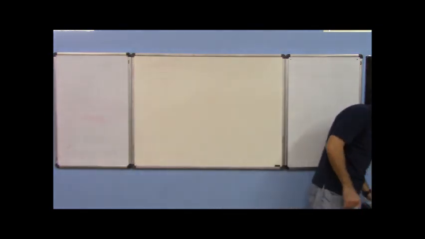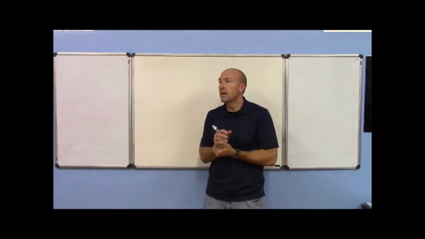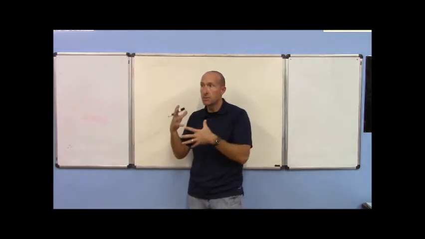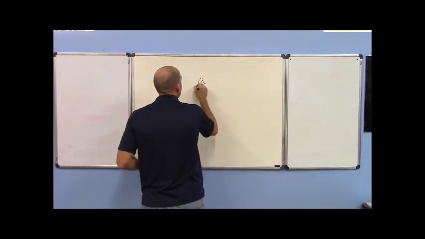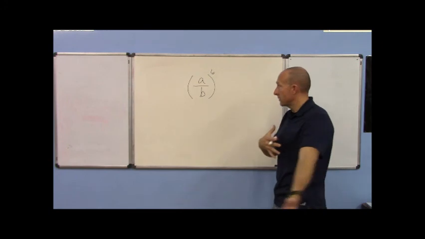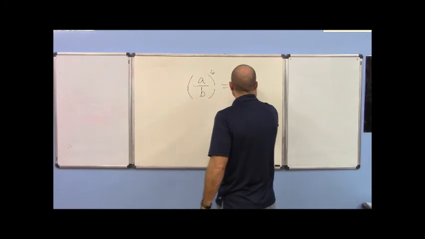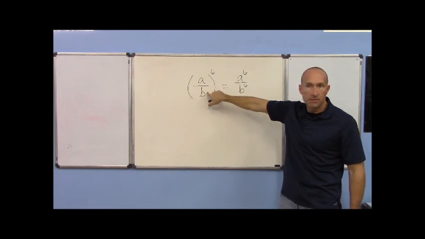So that is the power of a product property, and then we have the power of a quotient property. Now, whenever you hear the word quotient, you should be thinking of dividing, or maybe ratio. It's most likely going to be some sort of fraction form. So if we have A over B to the 6th, this will end up being A to the 6th over B to the 6th, because this exponent applies to all elements inside the parentheses.